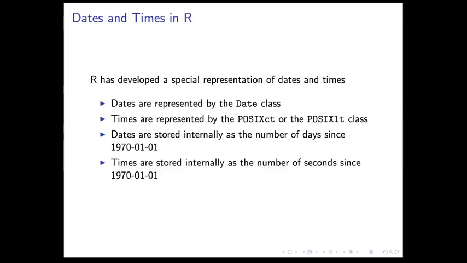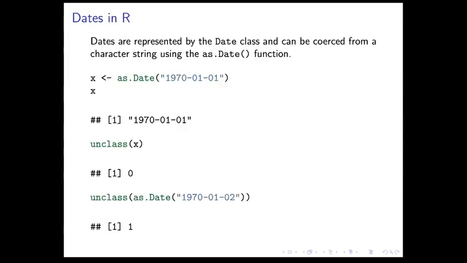That particular detail is not very important, but in case you're wondering how R actually does calculations based on dates. Times are stored internally as the number of seconds since 1970 January 1st. That's again another underlying detail that's not very important, but it may be useful to know sometimes. The way dates in R work is you can take a character string like 1970-01-01 and convert it into a date using the as.Date function.